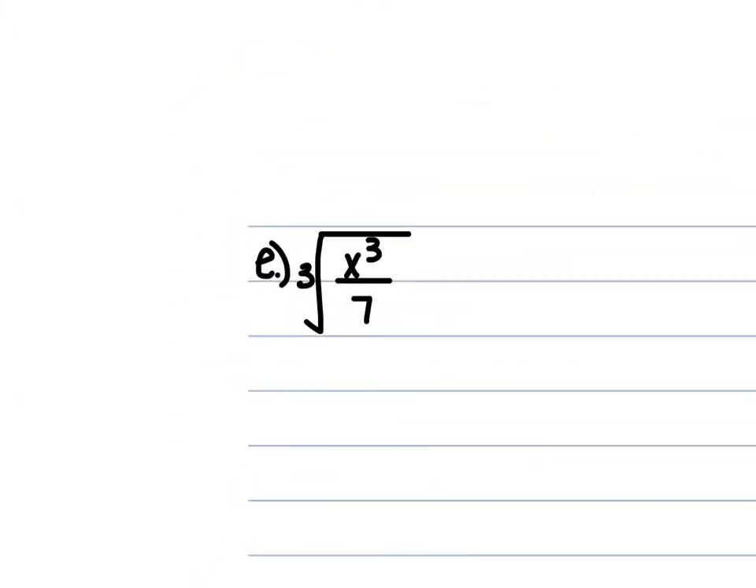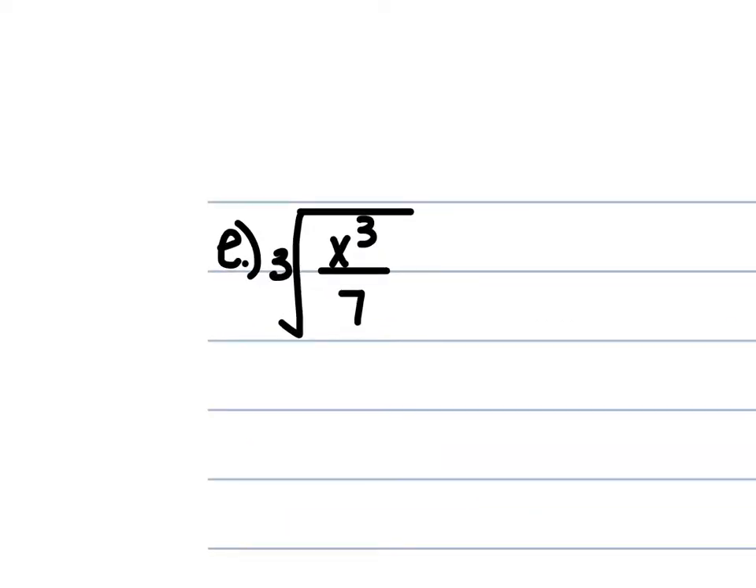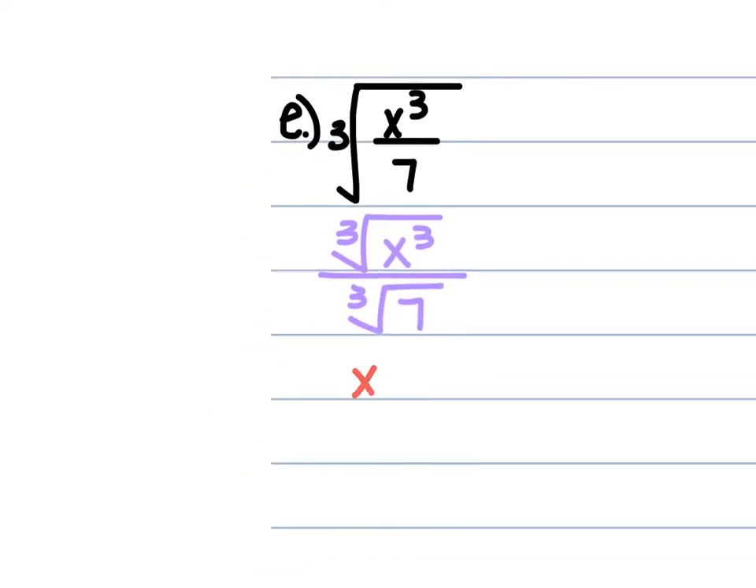For our next example, we have the cube root of x cubed over 7, so again, we can rewrite this as the cube root of x cubed over the cube root of 7. The cube root of the x cubed is just x. However, you cannot take the cube root of 7. You also cannot leave a radical in the denominator of your fraction.